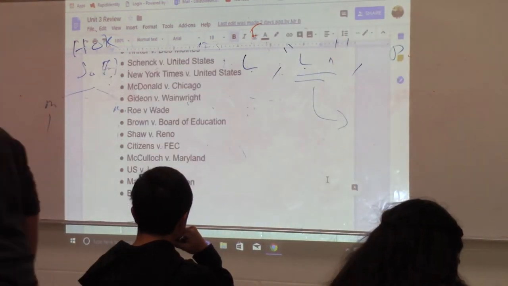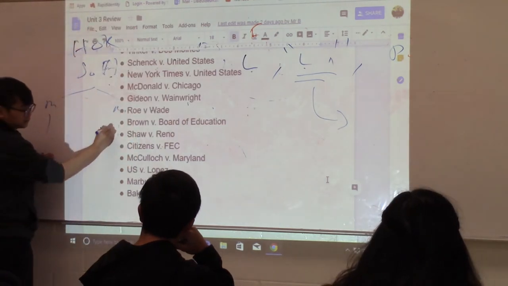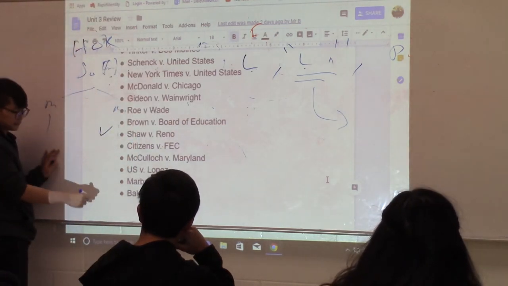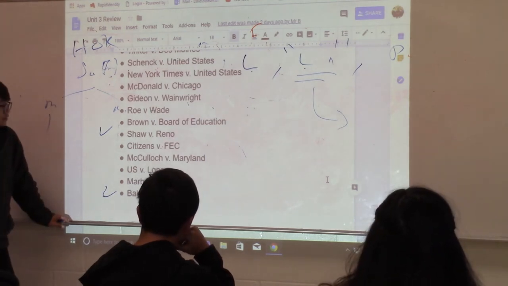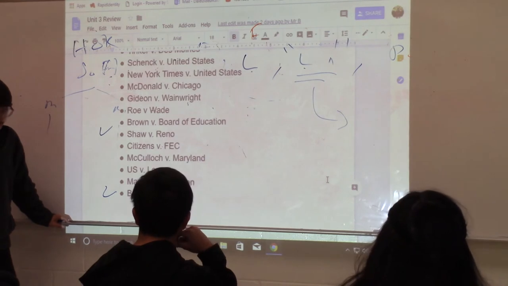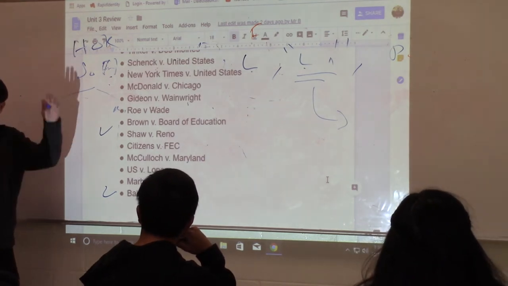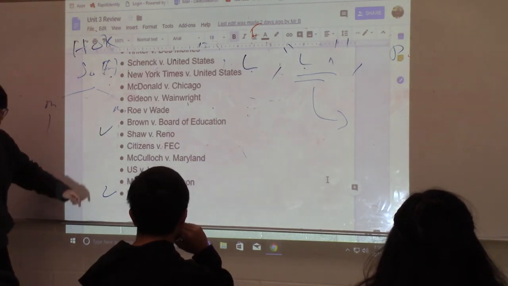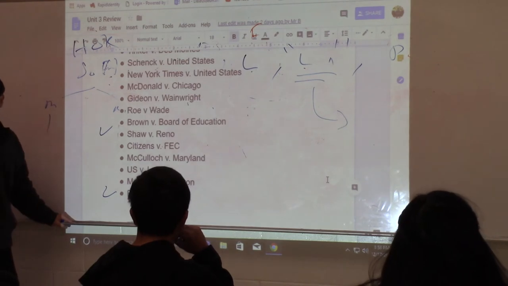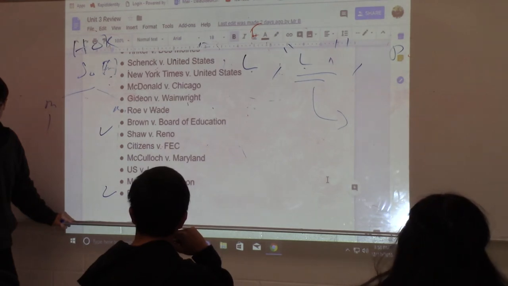All right, so the two cases that are always partnered up are Shaw versus Reno, and what? Baker versus Carr. It's about redistricting, it's about gerrymandering. Which one's about race? Baker's is about you need to have an approximately equal amount of population in each district. One person, one what? One person, one vote. What clause for both of these? The 14th Amendment. Due process clause? Right? Equal protection.